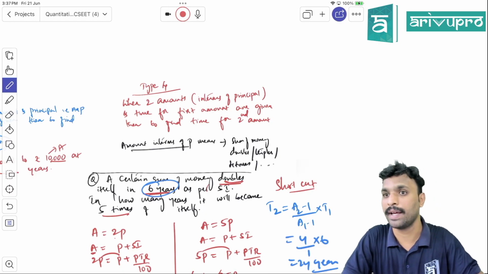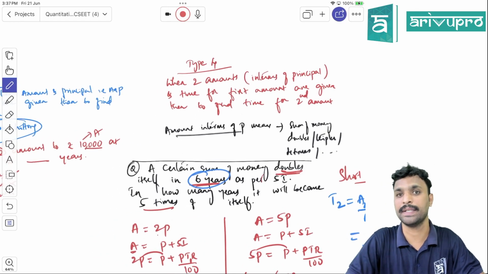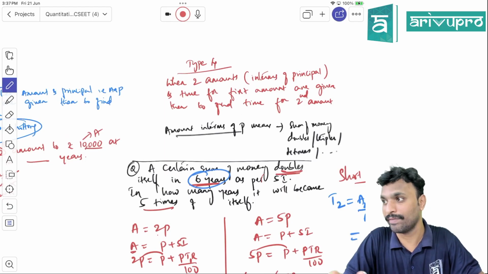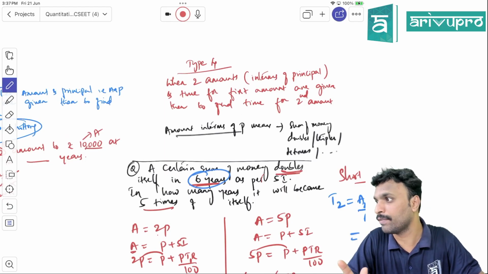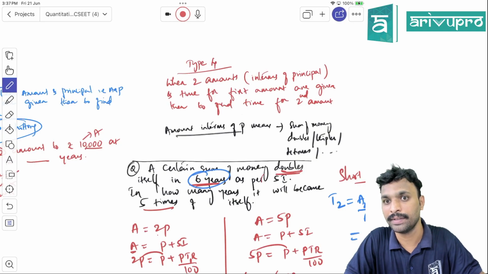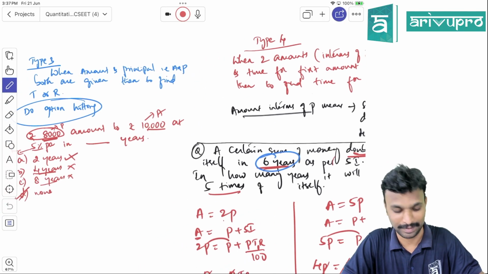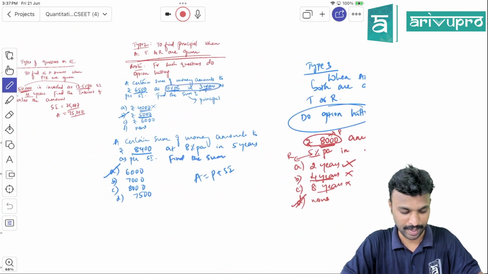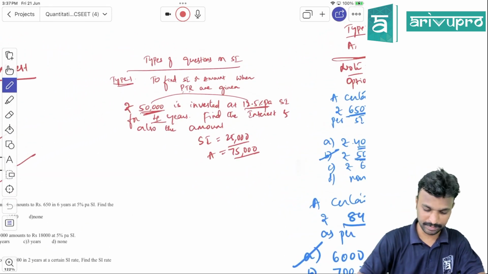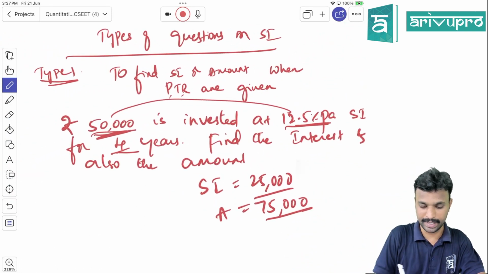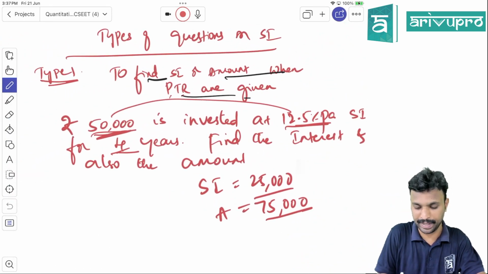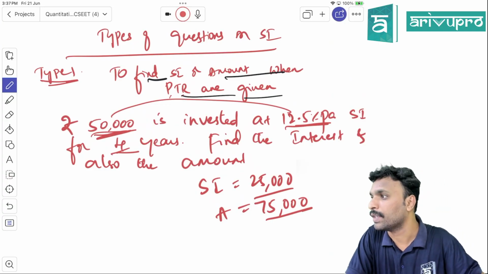Right. Last class, we started with the concept of simple interest and we have done up to type 4. You remember that? What was type 1? Quickly: to find simple interest and amount when the P, T, R are given. So how do you find it out?